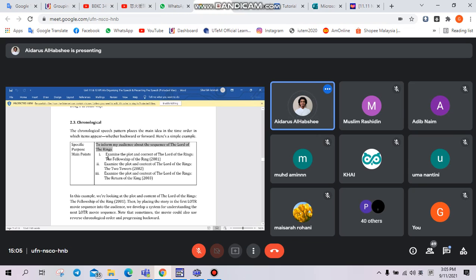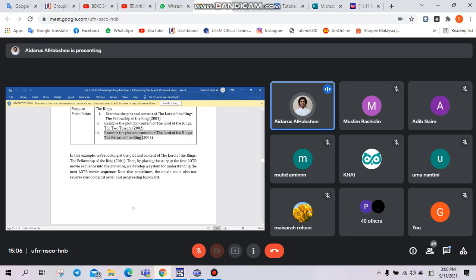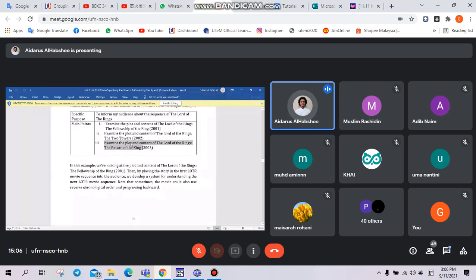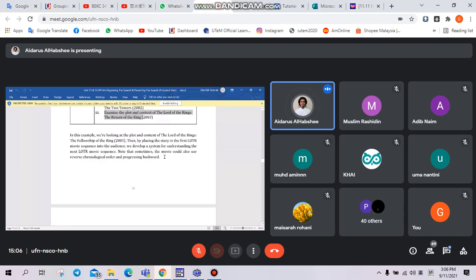So if you are following the chronological order, so you examine the product content of the first one, and then the second one, and then the third one. Okay, so this is what we call the forward method. But if it's backward, so it means that you start with the third one, okay, as the first, and then the second one, okay, and then the first one. Okay.